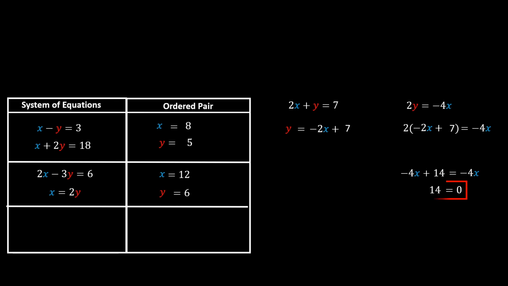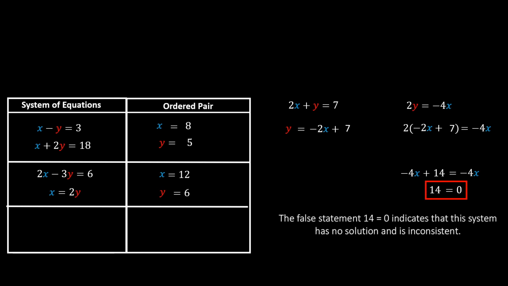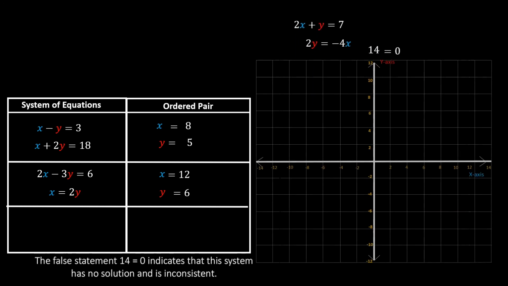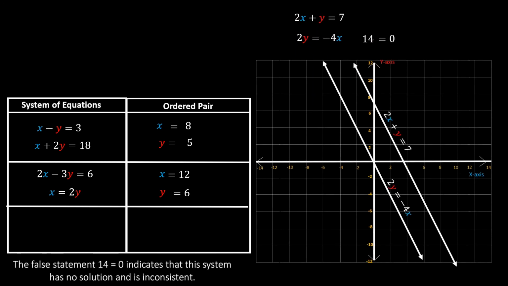14 equals 0 is a false statement, which indicates that the system has no solution and is inconsistent. If we graph the two lines, we will see that the lines are parallel and will never intersect. So there is indeed no solution.